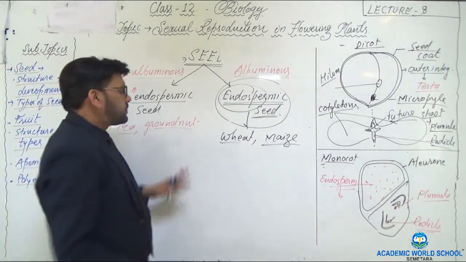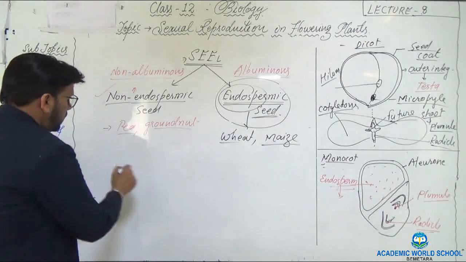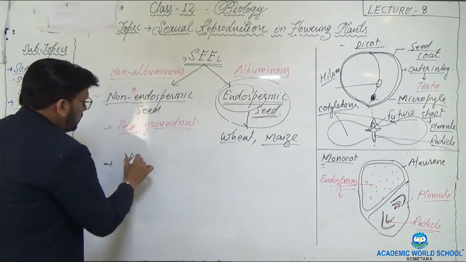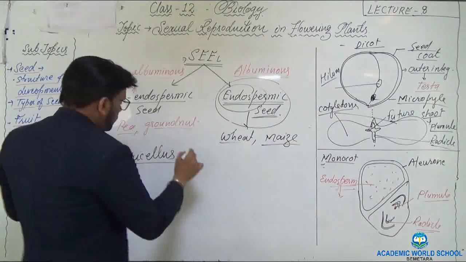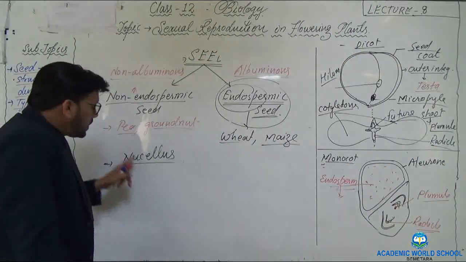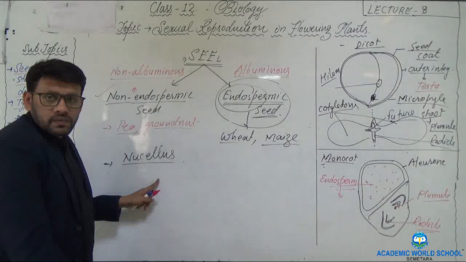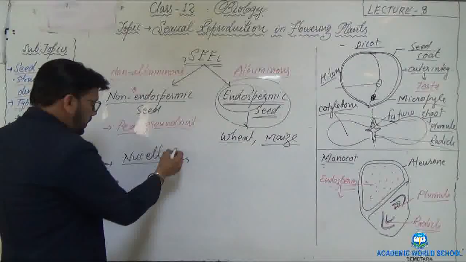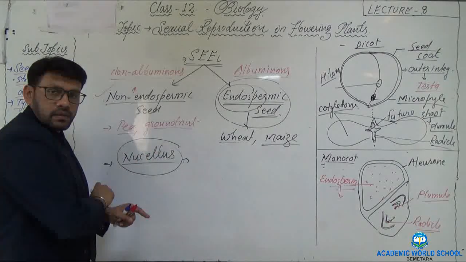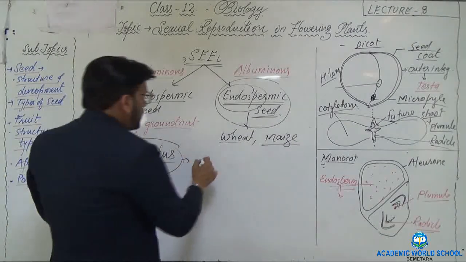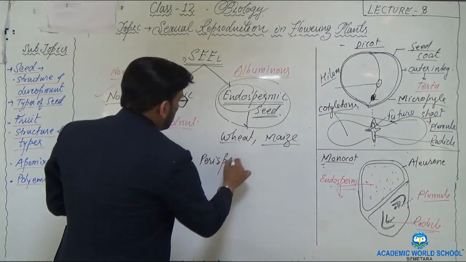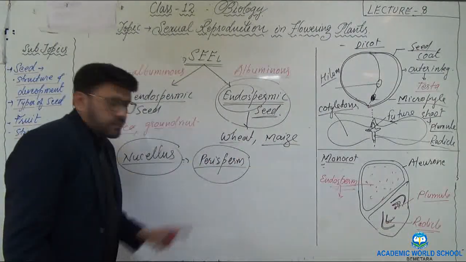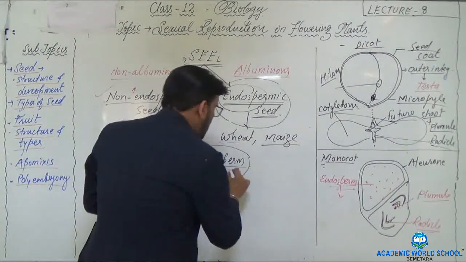Yes? Now, in few cases, it's important, the nucellus also remains. So, in such cases, the type of seeds where the nucellus remains as a residue are called perisperm. That's important, my dear. What is perisperm? The best example is black pepper.